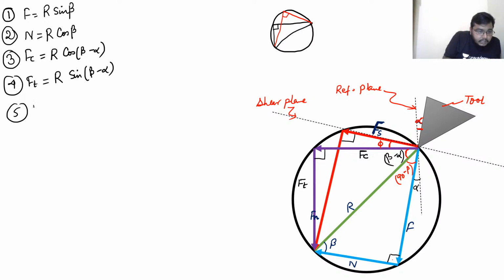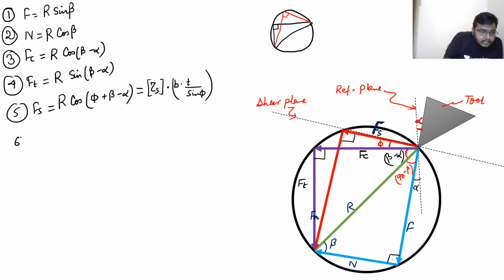Next would be what? FS, shear force. From R it is making an angle phi plus beta minus alpha. This whole angle is phi plus beta minus alpha. So FS can be written as R cos phi plus beta minus alpha. Clear? And we have seen in the earlier slide that Fs can also be written as tau s into p into t by sine phi.